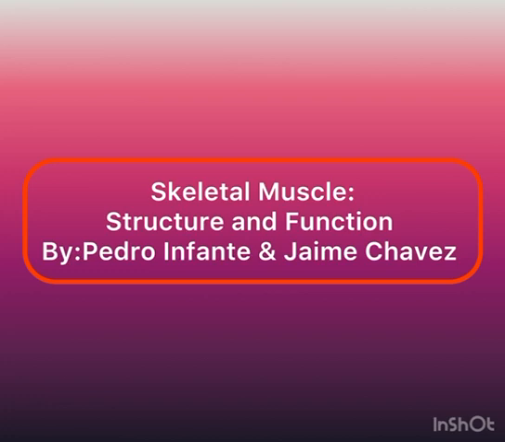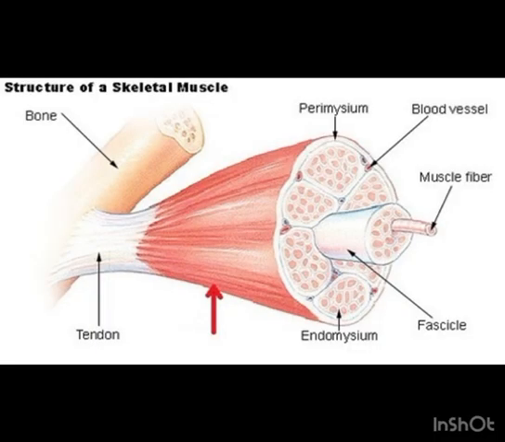Today we will be discussing skeletal muscle structure and function. The skeletal muscle is composed of several kinds of tissue, which include nerve tissue, blood, and various types of connective tissue. There are three separate layers of connective tissue that exist in the skeletal muscle.